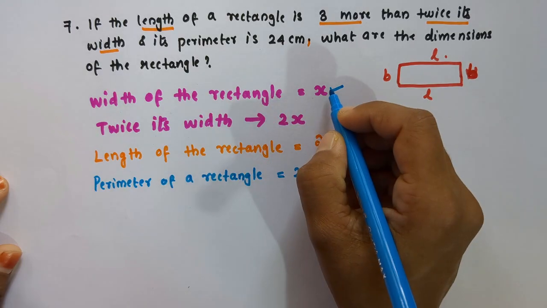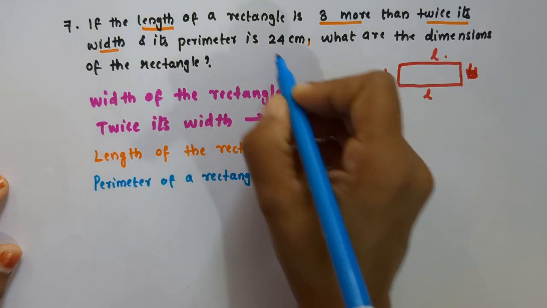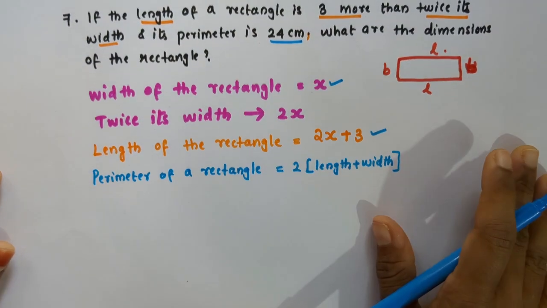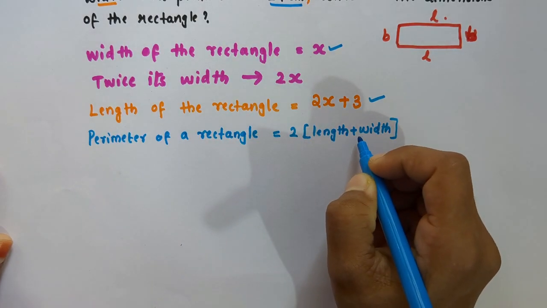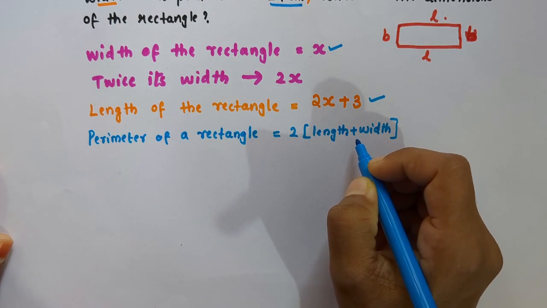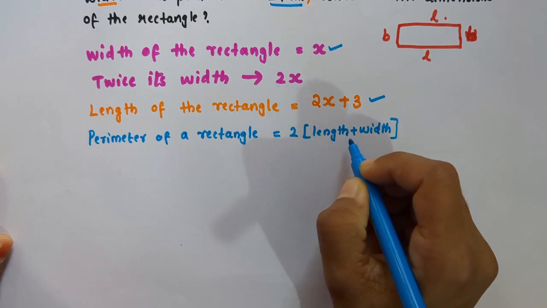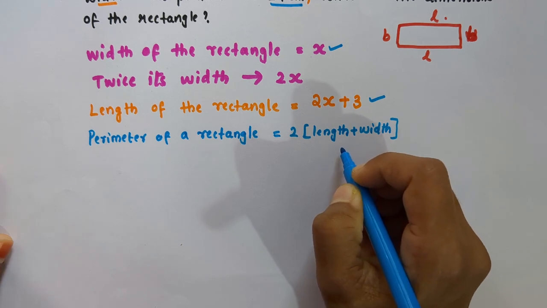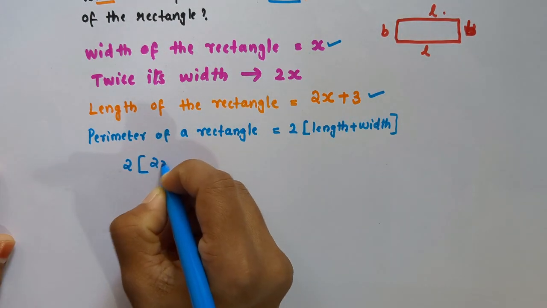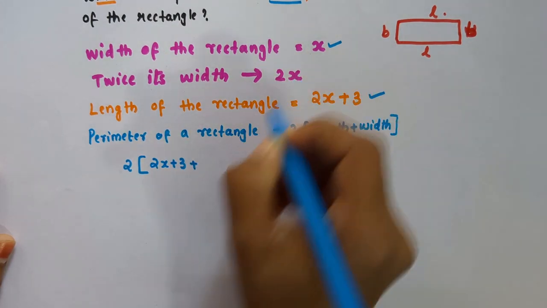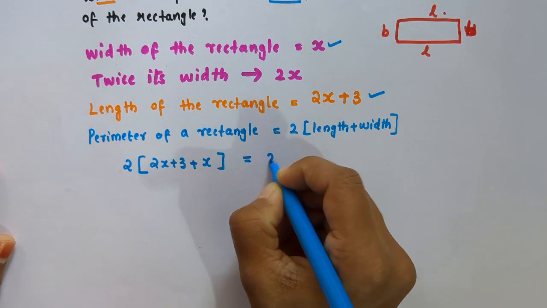So the width of the rectangle is x centimeter, the length of the rectangle is 2x plus 3 centimeter and the perimeter is 24 centimeter. For a rectangle, the perimeter is given by this equation: 2 into (length plus width), 2 into (a plus b). You might have learned that. So 2 into (l plus b), that is 2 into (length plus width). That is the perimeter of a rectangle. So 2 into (length, which is 2x plus 3, plus width, which is x). So 2 into (length plus width), that is the perimeter, which is given as 24 centimeter.